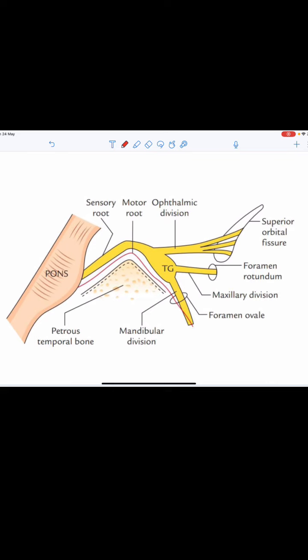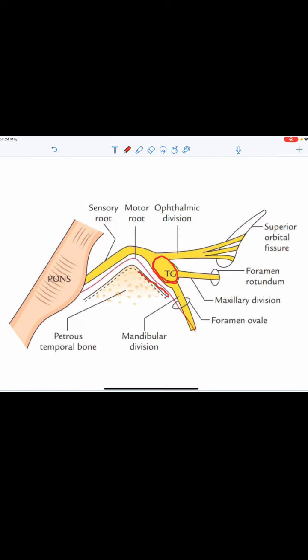This is the trigeminal nerve that emerges from the pons, and this is the trigeminal ganglion. It is located in front of the anterior surface of the petrous part of the temporal bone. From the trigeminal ganglion arise three nerves, that is V1, V2 and V3. This is the ophthalmic division of the trigeminal nerve. Then you have the maxillary division of the trigeminal nerve, and you have the mandibular division of the trigeminal nerve.